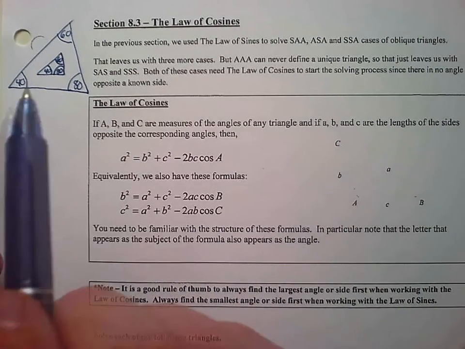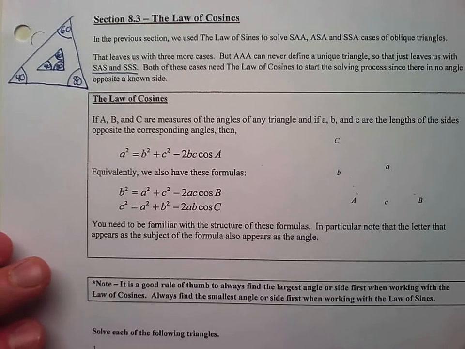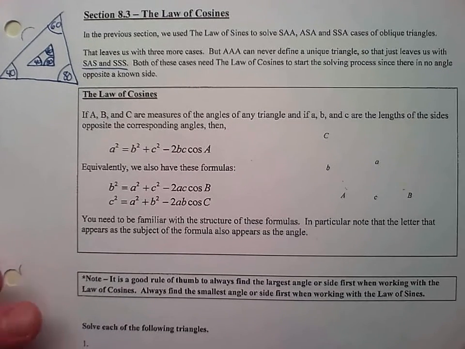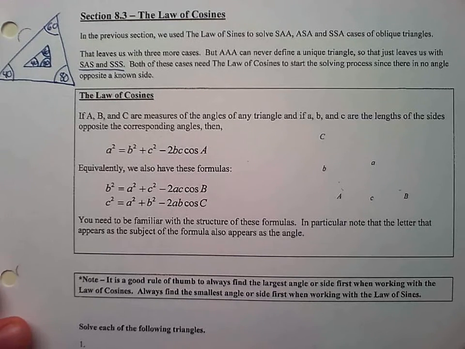So the only ones that we still need to take a look at are side-angle-side and side-side-side. Both of these cases need the law of cosines to start the solving process, since there is no angle opposite a known side, which is one of our requirements for the law of sines. So let's take a look at what the law of cosines is.